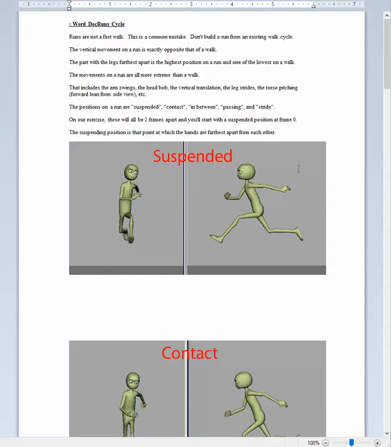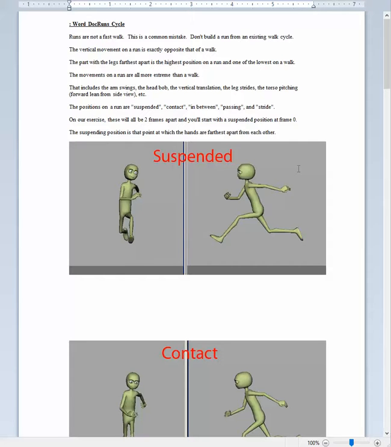Alright everyone, and welcome to the Run Cycle week. You are almost there. This week the Run Cycle, and next week you'll have more animation to do, and then you're good to go. Now, the difference between a walk cycle and a run cycle.